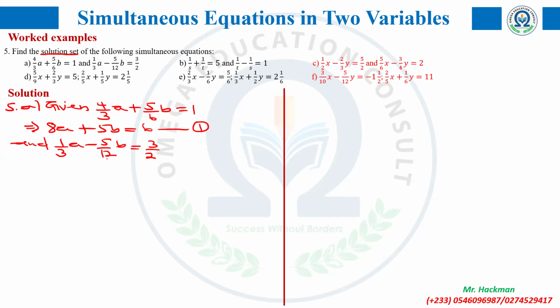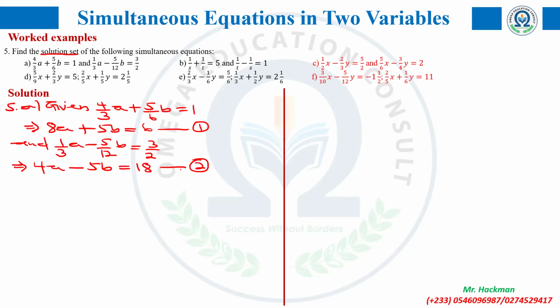3, 12, 2, so that will be 12. So we multiply each of the terms by 12. This implies that this times 12, 3 will go into the 12 4 times, so I will get 4a. Then minus this 1 times 12, so I will get 5b is equal to this 1 times 12, 2 will go into the 12 6 times 3, and that will give me 18. So that gives me equation 2. My original equations were these two equations. The transformed version of the first one is this, and the transformed version of the second one is this.